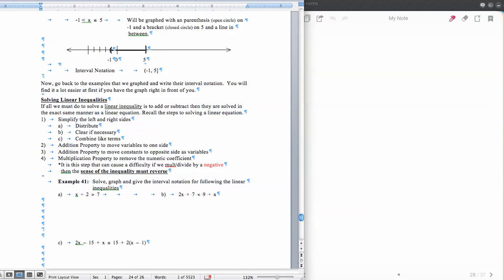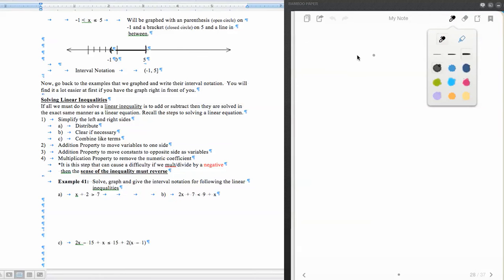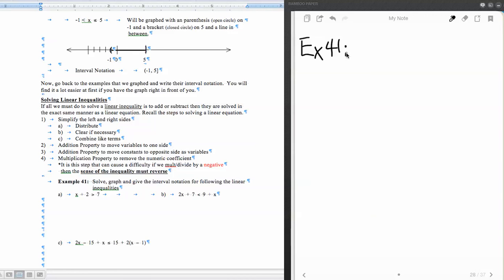If we have to multiply or divide, only multiply or divide, by a negative number, then the sense of the inequality must reverse. That's just fancy for saying that we have to flip the inequality after we multiply or divide by a negative. The first couple of examples here we have no problem with multiplying by negatives. It's the next example, example number 42, that you're going to see that in. So I'm just going to get started with the first part of example number 41 here. And this first part is going to show us how this is exactly the same.